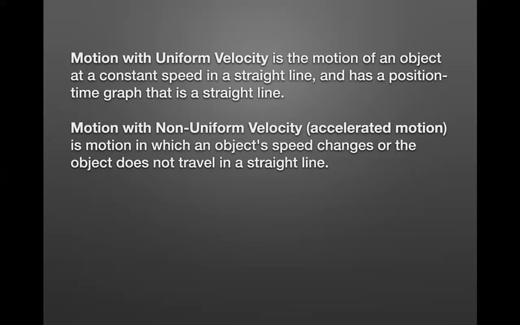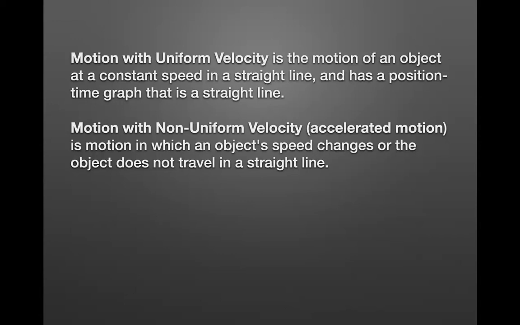Motion with uniform velocity is the motion of an object at a constant speed in a straight line. Uniform velocity, uniform meaning not changing, so it's a constant speed. And if it were to change direction, that still counts as a change. So it's constant speed, constant direction, so uniform velocity.